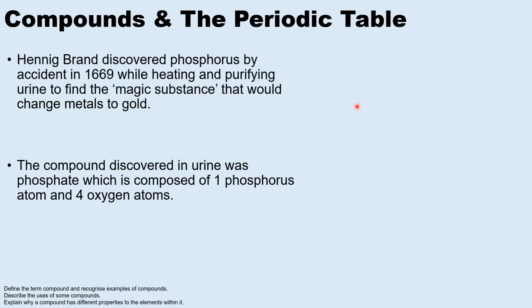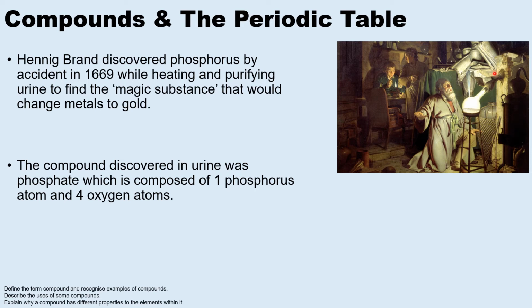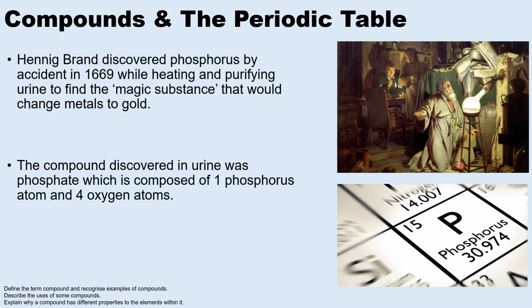So he discovered phosphorus because he basically heated up the urine and then released this gas. So the compound was discovered in urine, and it's composed of 1 phosphorus atom and 4 oxygen atoms. So that's the compound that is found in urine. And here is a good depiction of him heating up some urine samples and watching it come off in gas form. So there's your phosphorus there.